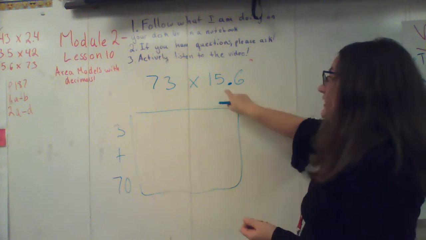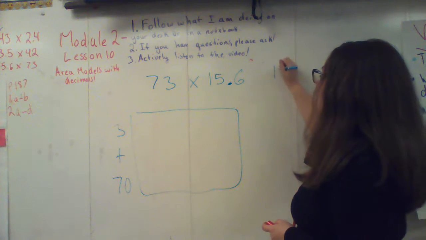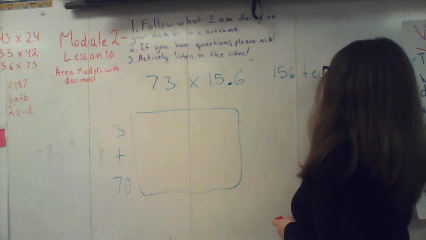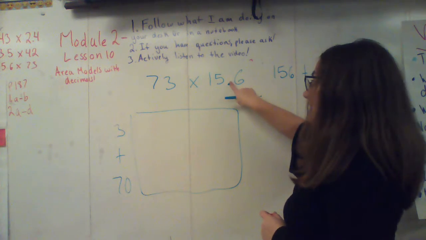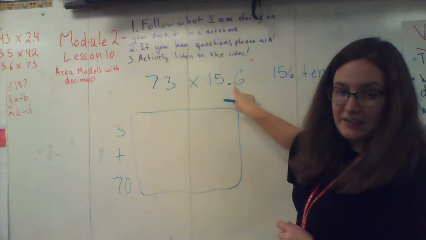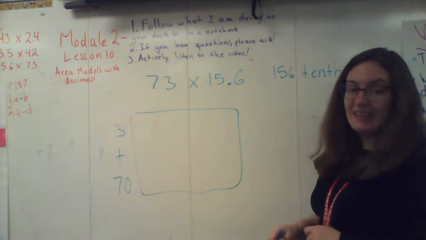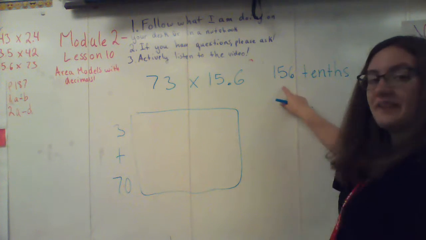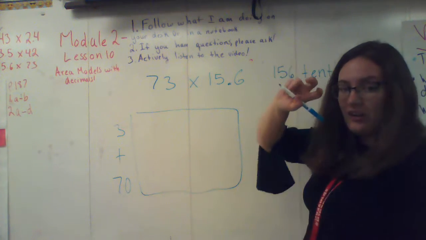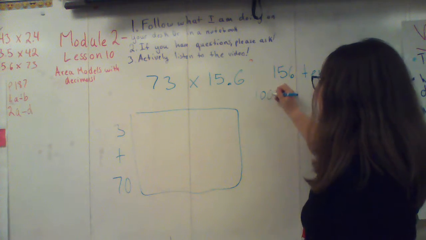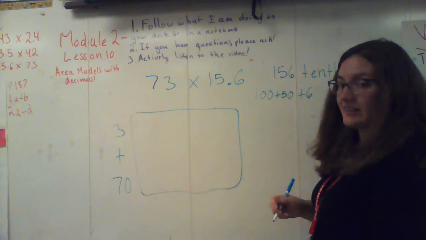And remember, I need to decompose this number first. So I have 156 tenths. It's kind of like, remember, I take away that decimal, I read that number, and then think about what place value that last number is in. So that's tenths. I have 156 tenths. So I need to write 156 now in expanded form. I have 1 in my hundreds place, so that's 100 plus 50 plus 6.